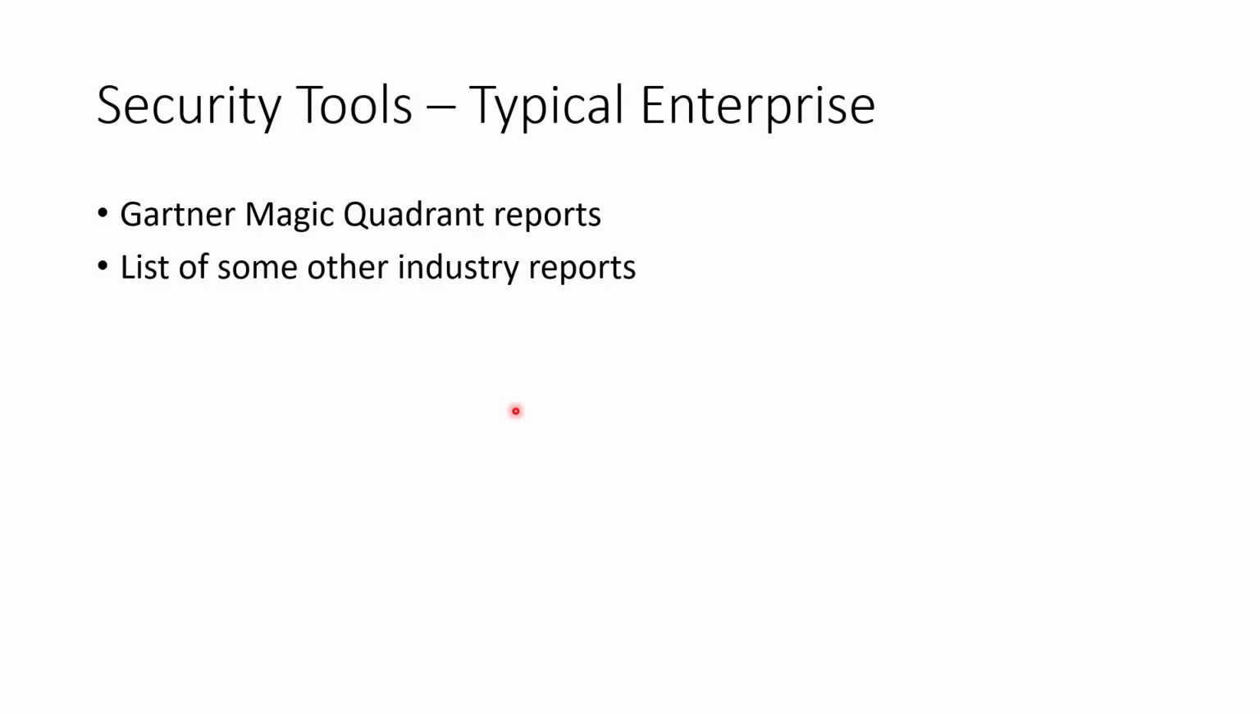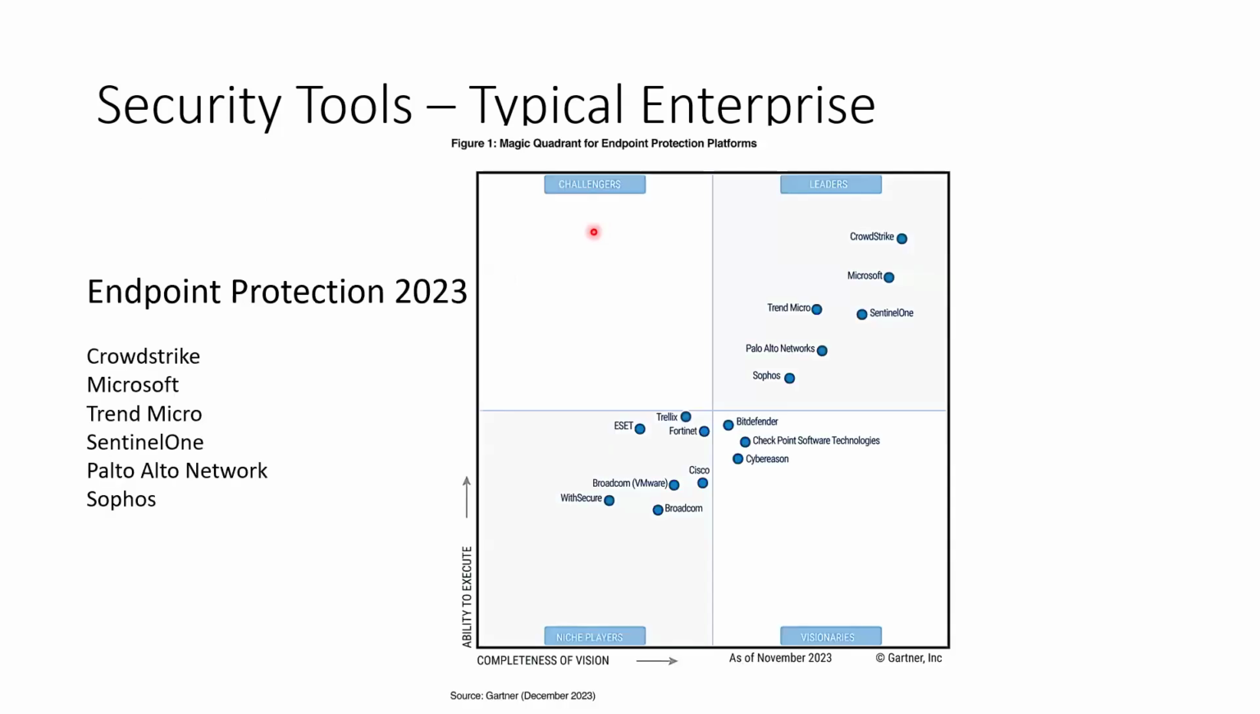Gartner is one of them, and it is one of the most prestigious research teams to identify good vendors providing solutions in information security. The Gartner Magic Quadrant report will help you identify the possible vendors for information security tools. There are some other industry reports as well, and we will discuss them later in the lecture. In security tools, first of all, there is endpoint protection, which was launched in the 2023 report of Gartner.